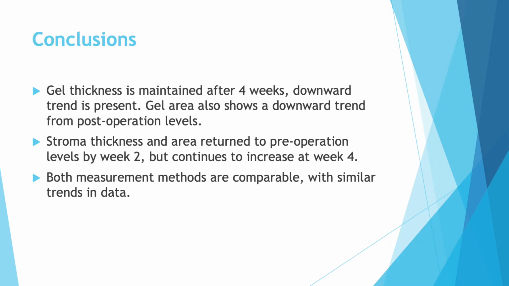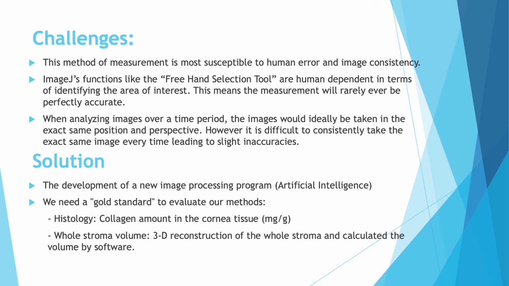This slide houses the conclusions and the analysis of the graphs I have just shown from the previous slide. Feel free to use this slide in conjunction with the previous slide to further your understanding of this presentation. The challenges we face include that this method of measurement is most susceptible to human error and image consistency. ImageJ has functions like the freehand selection tool that we utilize, but this tool is human dependent in terms of identifying the area of interest. This means the measurement will rarely ever be perfectly accurate.